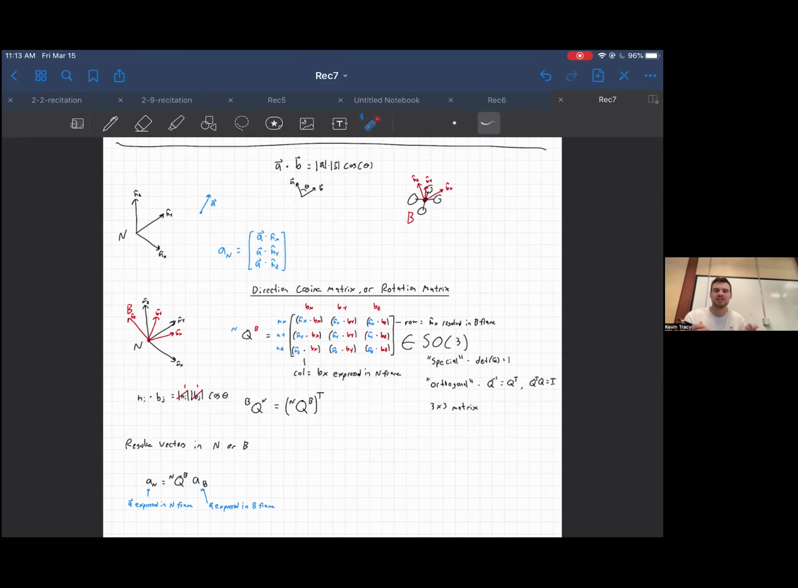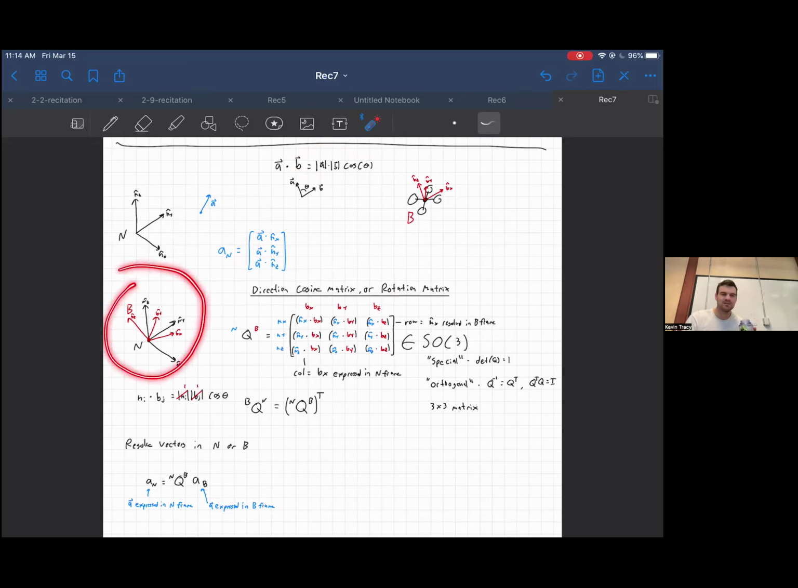And once we establish this idea of an abstract vector and what that dot product means, which is just the norm or the magnitude of both vectors and then the cosine of the angle between them, we then introduced the rotation matrix, or what I like calling it, the direction cosine matrix. And the reason I like calling it the DCM or direction cosine matrix is because it really is not rotating anything. It's just telling you the way that these two unit vectors line up.